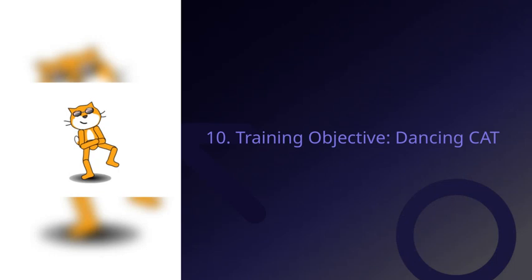All right, let's talk about the training objective titled Dancing Cat. The main goal here is to illustrate how we can teach a model to recognize and generate complex, coordinated movements, kind of like a cat dancing. This isn't just about simple recognition. It's about capturing the nuances, rhythm, and timing involved in such dynamic actions. By setting this as our training objective, we're pushing the boundaries of what AI can learn about motion and behavior.